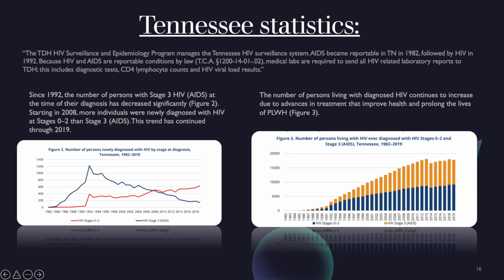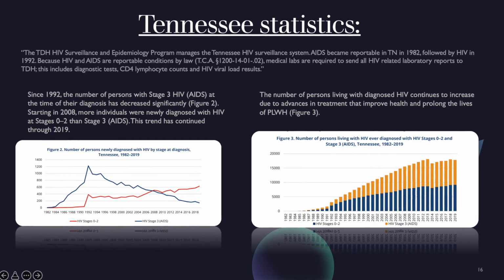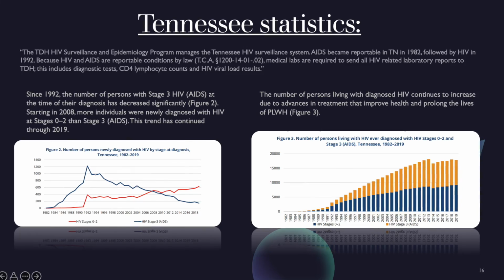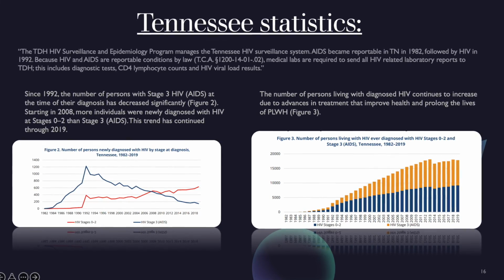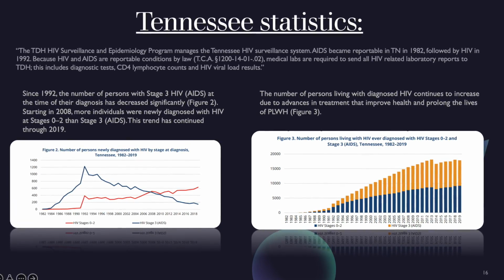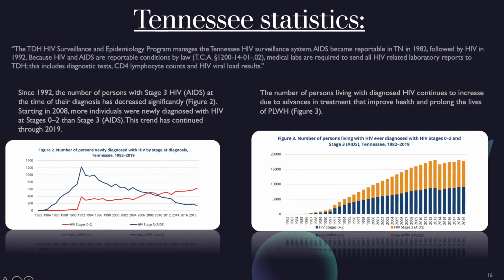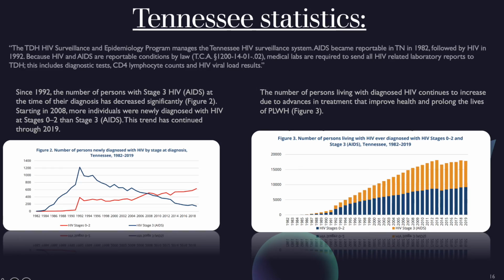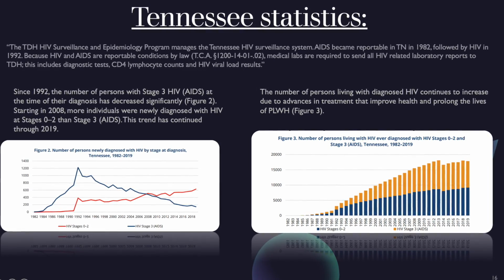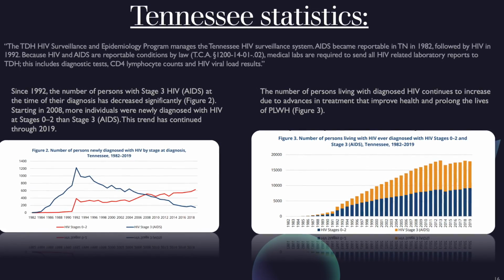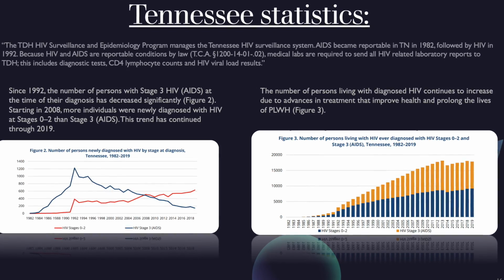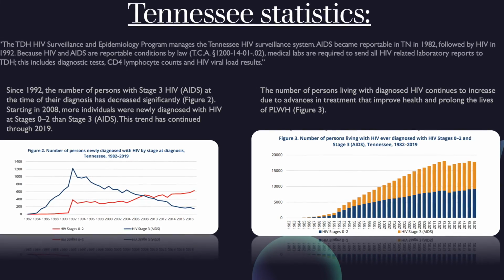I'm not going to read through this all for you today, but one main thing to know here is that in Tennessee, the rate of HIV/AIDS has actually been decreasing, which is wonderful. And the number of people living with diagnosed HIV also continues to increase due to advances in treatment that improve health and prolong the lives. So that is the good news.